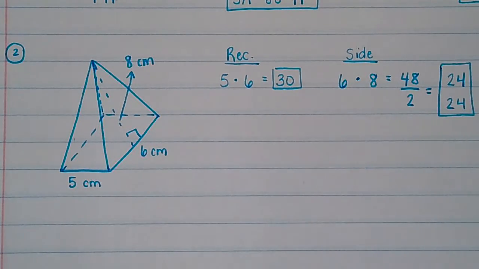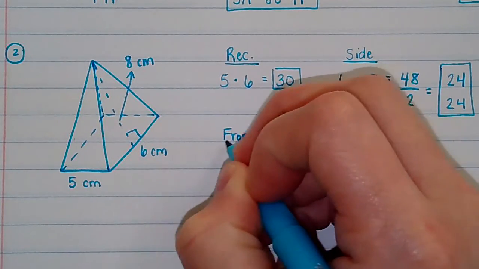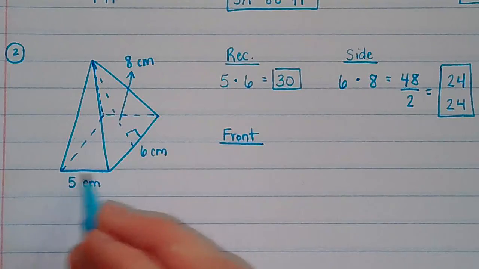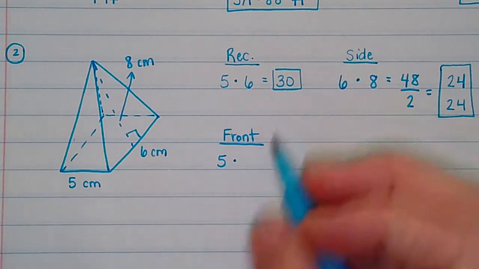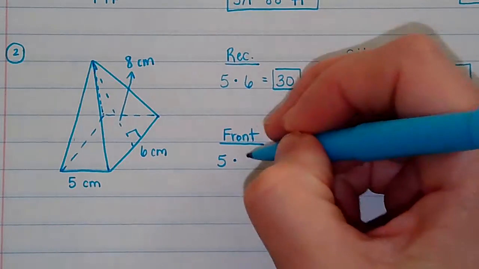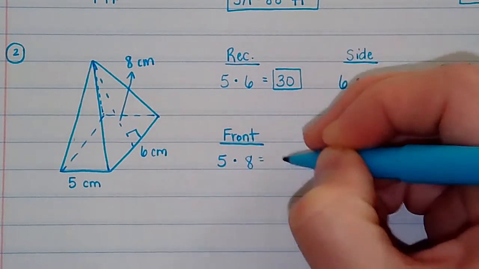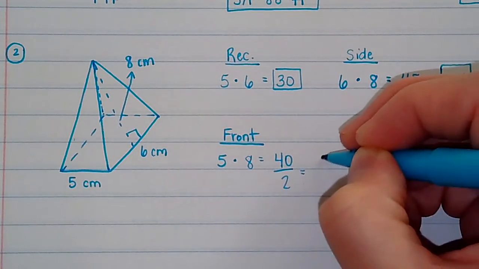Okay? And now I just have my front and back. Okay? So this triangle right here in the front, the base is 5. Well, how high up do these triangles go? Well, they told me right here that they go up to 8, which would be 40. Divide by 2 because it's a triangle, and I get 20.